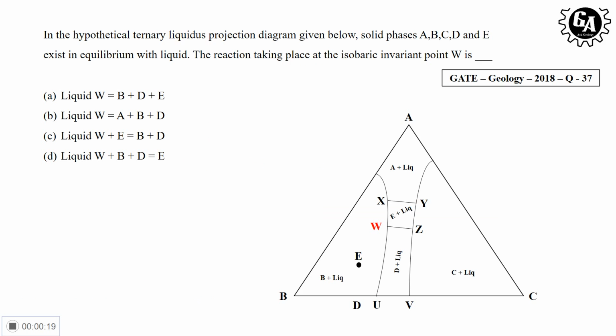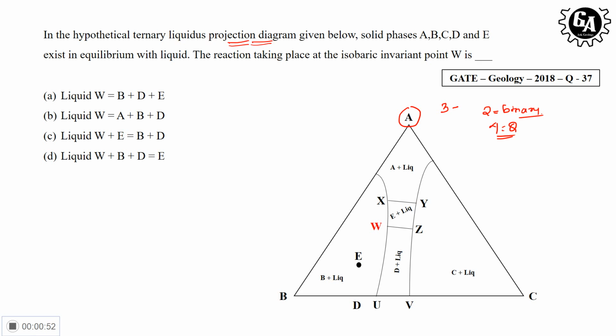So the question is given in a hypothetical ternary liquidus diagram. You can see this is actually a ternary diagram because we have 3 end members. That's why ternary. If 2 end members, then that would be binary. If 4, then quaternary. Simply a ternary liquidus projection diagram. There are so many types of chemographic diagrams. Okay, there are projection diagrams, simple projection, or from any particular point of projection.